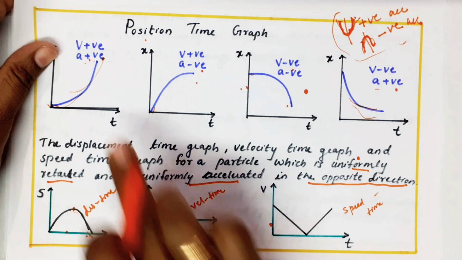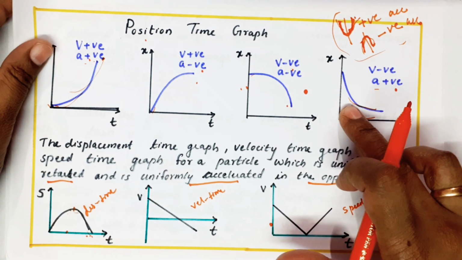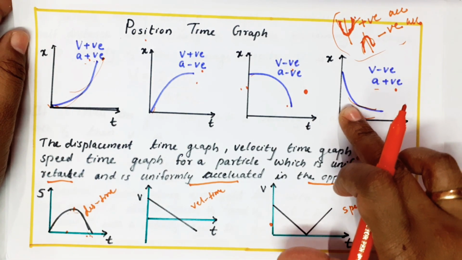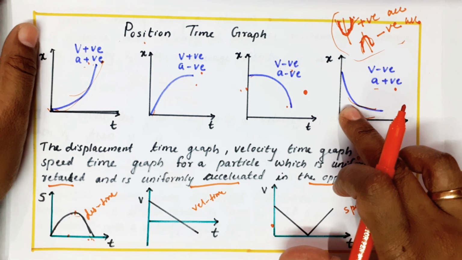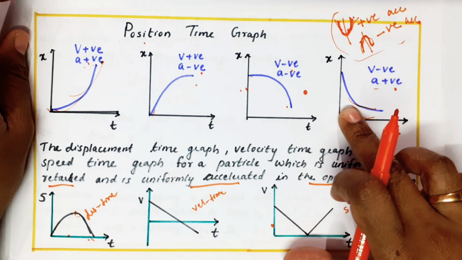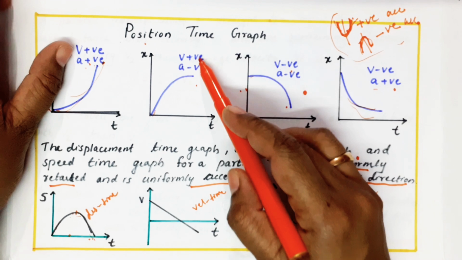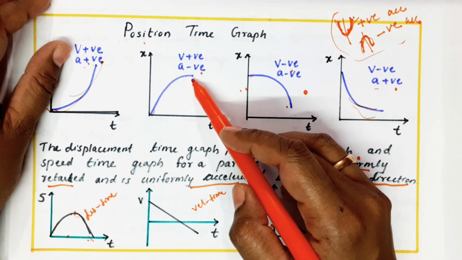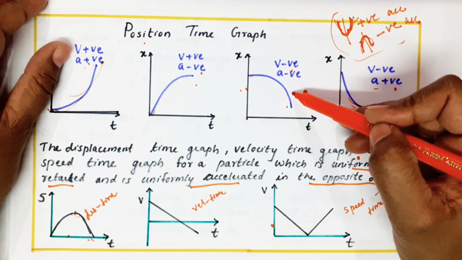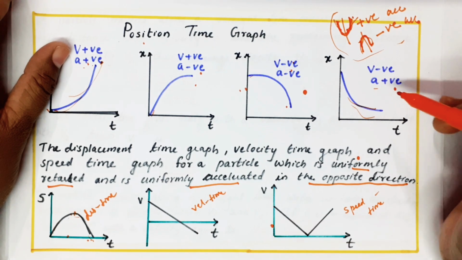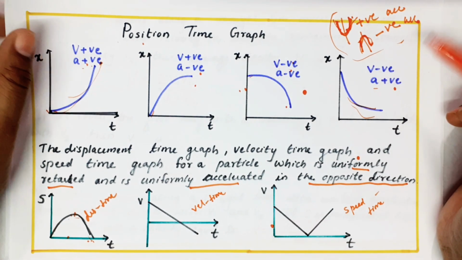So remember this, the first thing you should keep in mind. What is the meaning of V positive? You may think that velocity positive means acceleration also positive. It's not compulsory. There are cases where velocity is positive and acceleration can be negative. Velocity negative, acceleration can be negative. Velocity negative, acceleration can be positive. Okay.